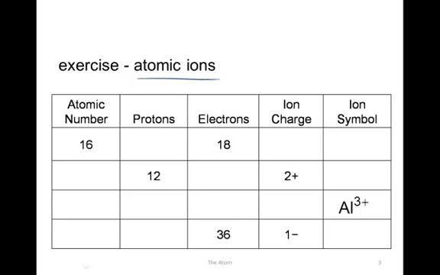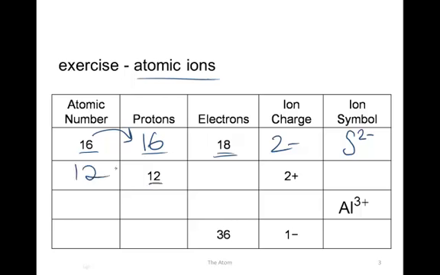So if we're given an example of something with atomic number 16 and 18 electrons, the atomic number tells us that this ion has 16 protons. If you have 2 more electrons than protons, you have a -2 charge, and an atomic number of 16 implies that this is a sulfur atom, and if it's an ion, we would change the name to the sulfide ion with a 2- charge.